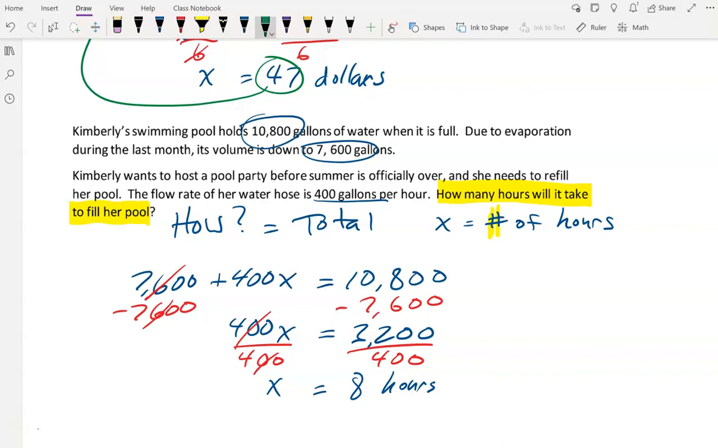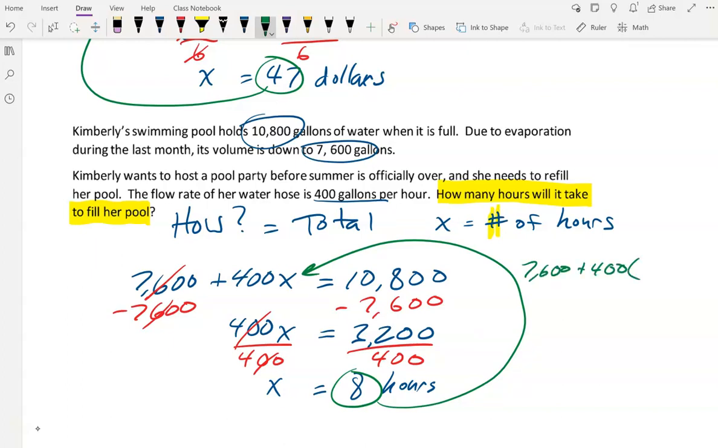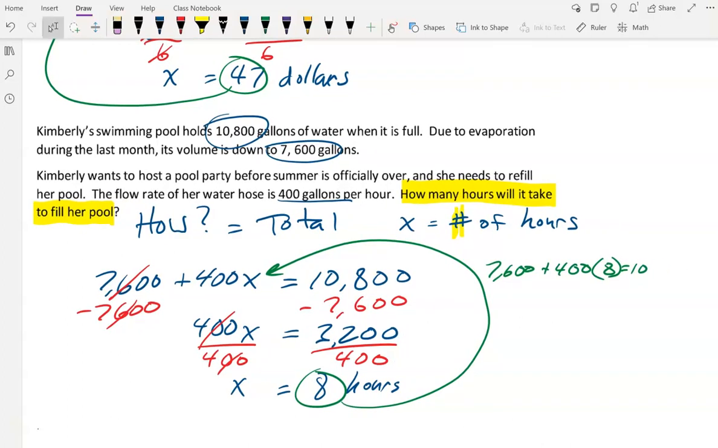And again, if you want to make sure your answer is correct, take that 8, substitute it back in for the x in the original equation, and sort it out. The 7,600 plus 400 times 8 equals 10,800. Double check your work every time. It's always a great idea.